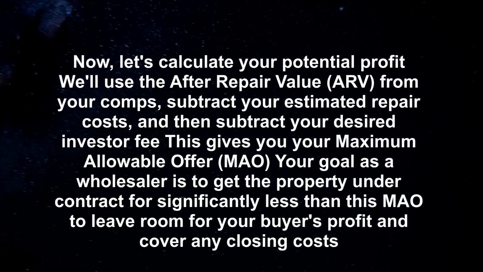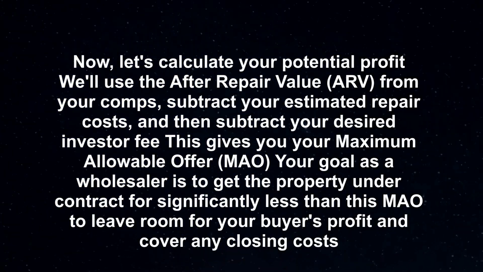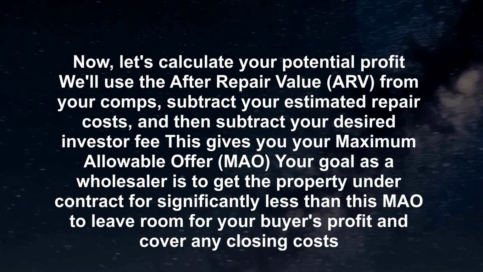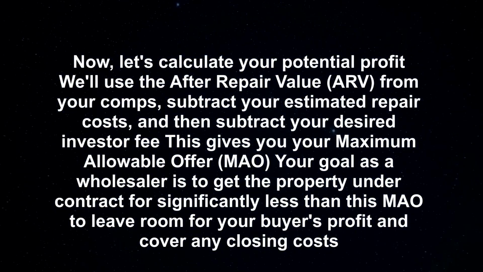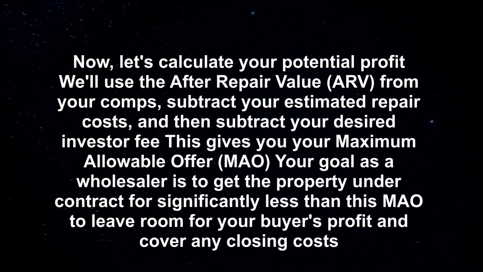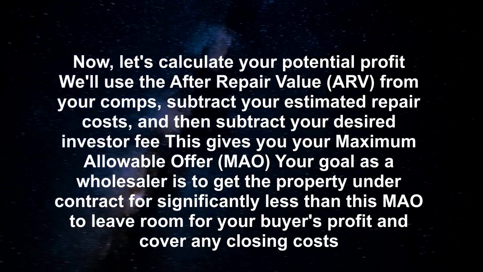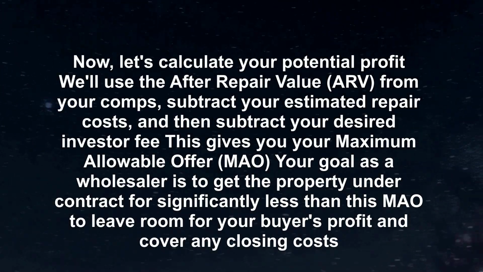Now, let's calculate your potential profit. We'll use the after repair value, ARV, from your comps, subtract your estimated repair costs, and then subtract your desired investor fee. This gives you your maximum allowable offer, MAO. Your goal as a wholesaler is to get the property under contract for significantly less than this MAO to leave room for your buyer's profit and cover any closing costs.